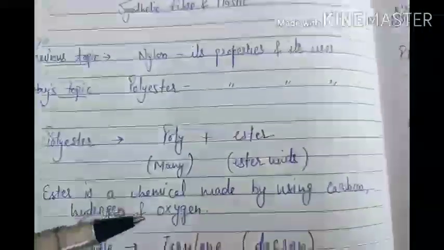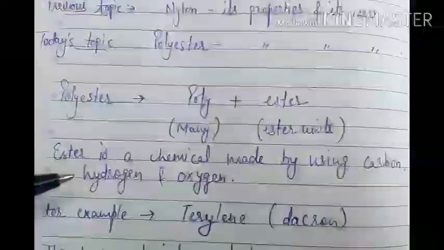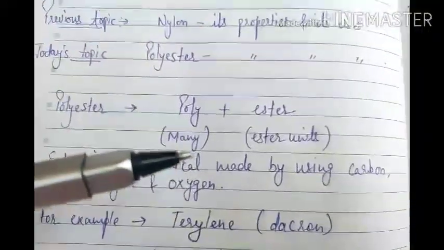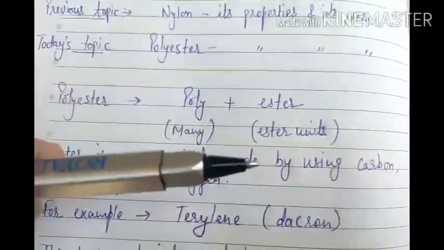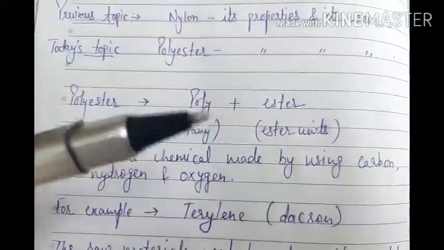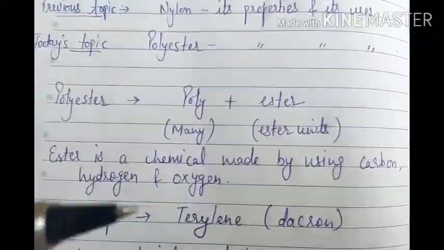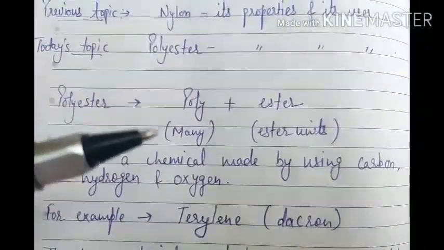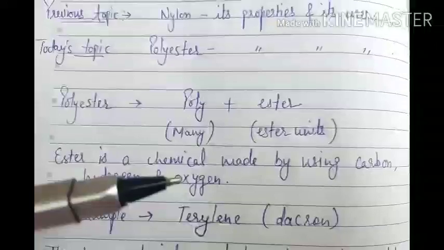Ester is a kind of chemical which is made using carbon, hydrogen and oxygen. By combining these chemically, ester can be prepared. Ester can be used in soap production. You are using soaps at home, and in those soaps the ester chemical is used. You can study about ester in your further classes, but today I will tell you why polyester is used and what its properties are.